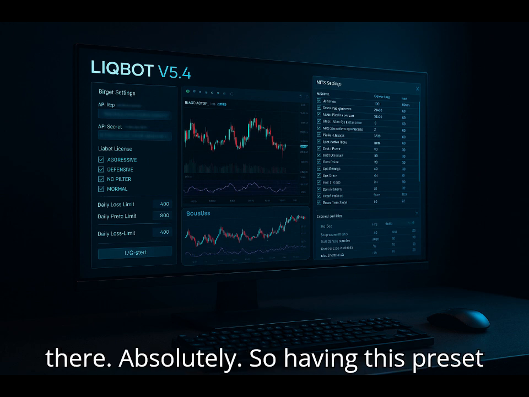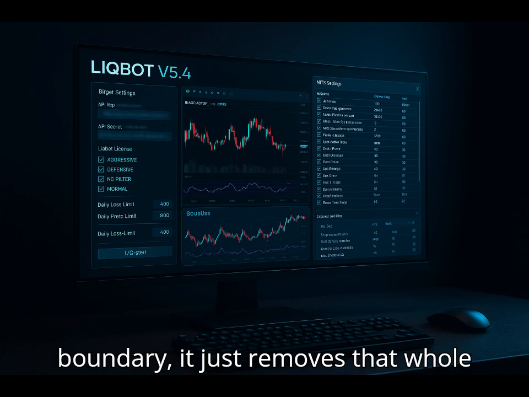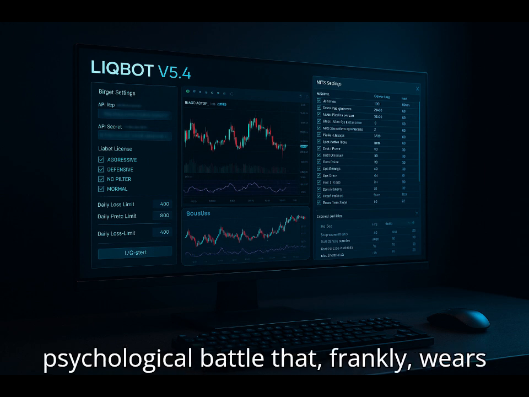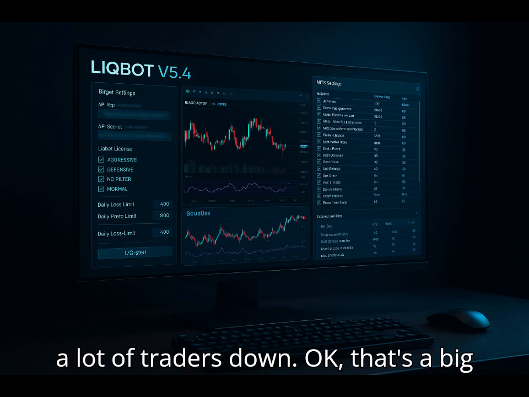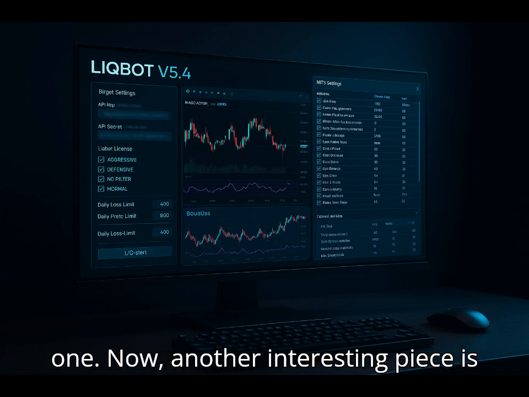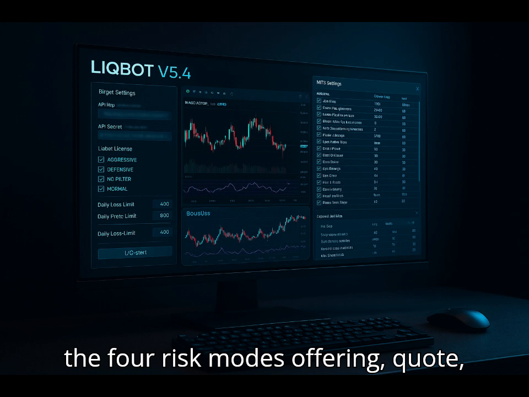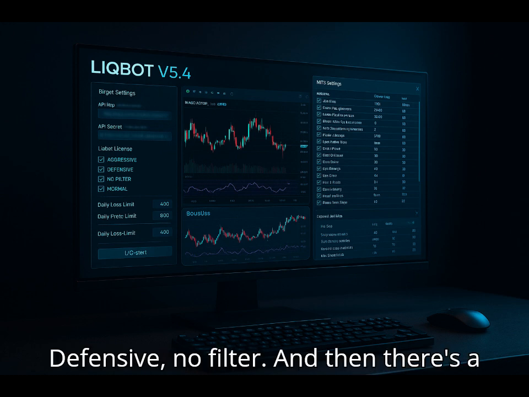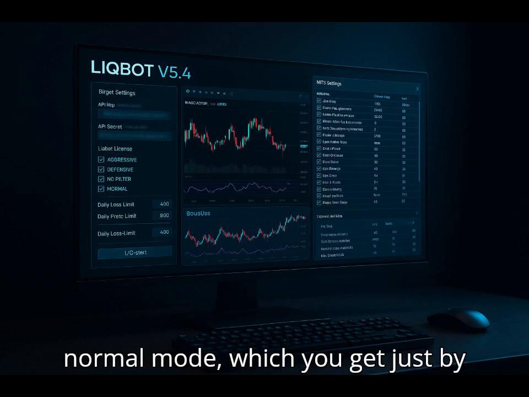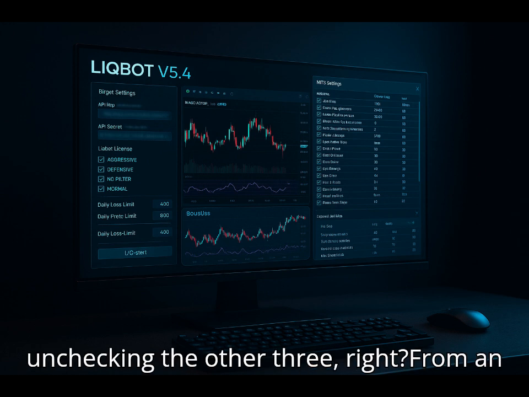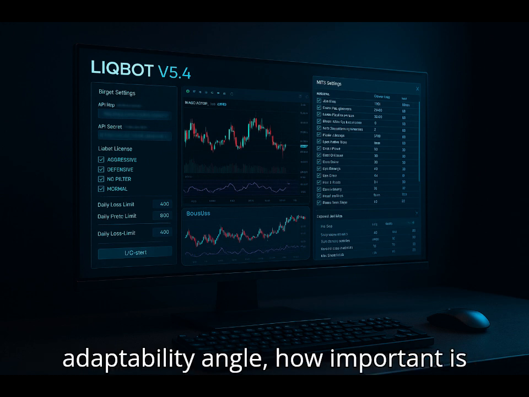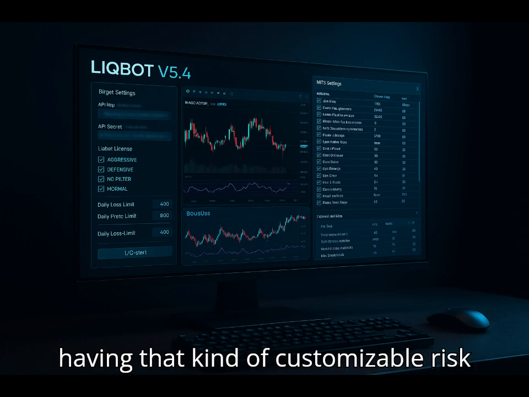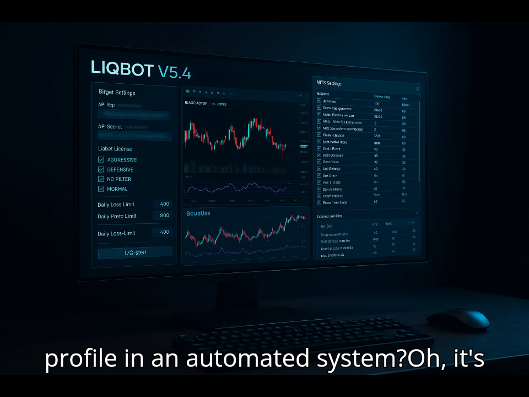I think we've all been there. Absolutely. So having this preset boundary just removes that whole psychological battle that, frankly, wears a lot of traders down. Okay, that's a big one. Now, another interesting piece is the four risk modes offering, quote, infinite control. You get aggressive, defensive, no filter, and then there's a normal mode, which you get just by unchecking the other three. Right. From an adaptability angle, how important is having that kind of customizable risk profile in an automated system?